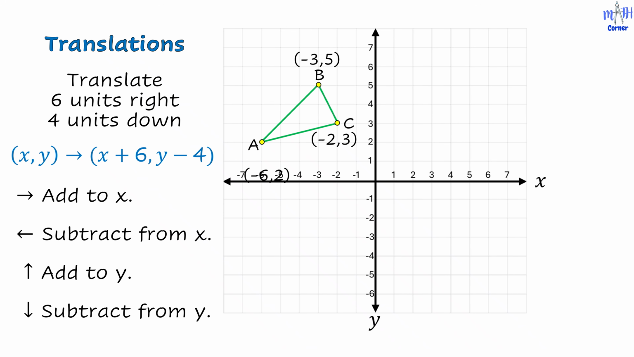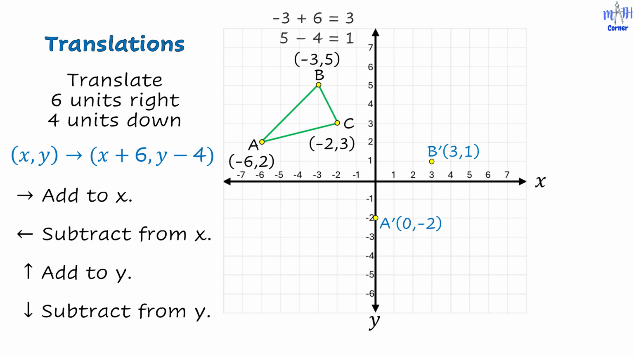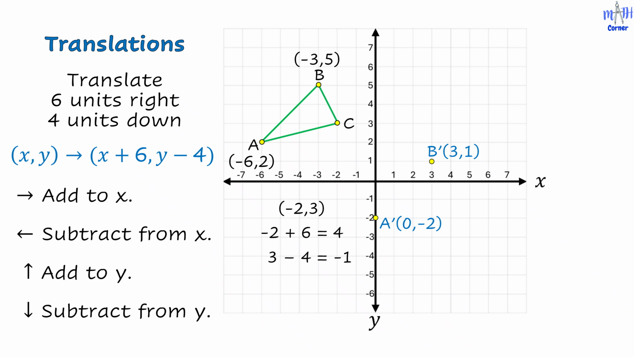A is at -6, 2. Add 6 to X. -6 plus 6 equals 0. Subtract 4 from Y. 2 minus 4 equals -2. So A prime is at 0, -2. Next point. B is at -3, 5. -3 plus 6 equals 3. 5 minus 4 equals 1. So B prime is at 3, 1. Last point. C is at -2, 3. -2 plus 6 equals 4. 3 minus 4 equals -1. C prime is at 4, -1.